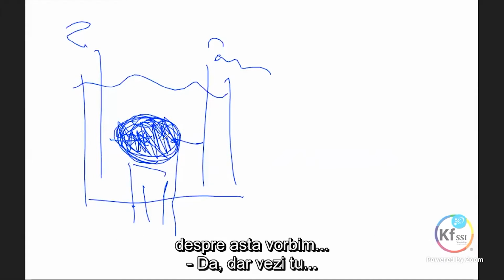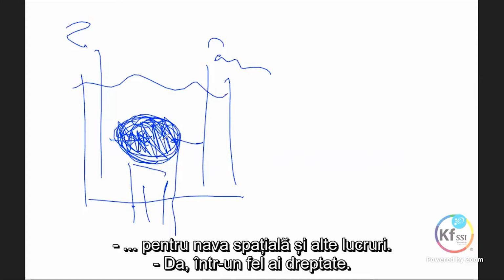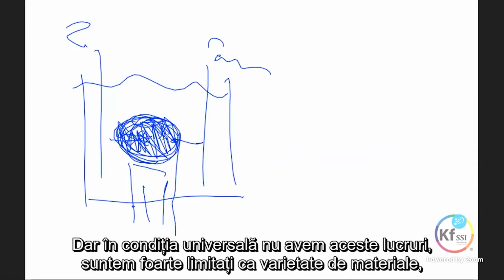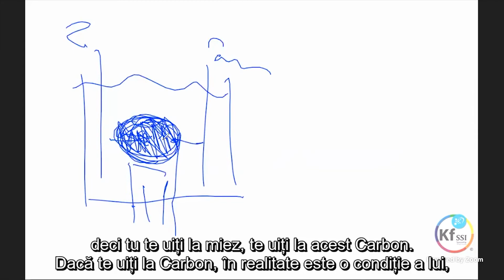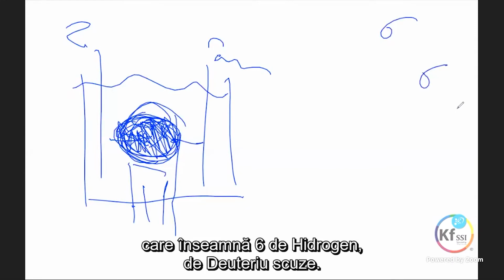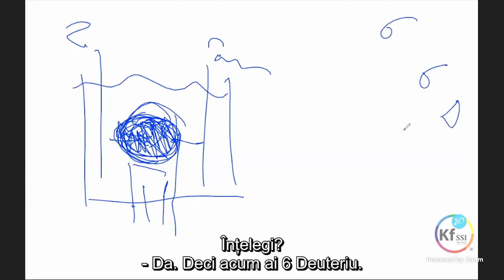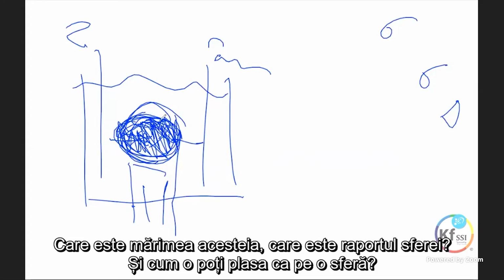Yes, but you see, for the spaceship and everything. Yes, in a way. You are correct, but in the universal condition, we don't have these things. We are very limited in strength of materials. So you look at the core, if you look at the carbon, it is in reality a condition of 6 of the hydrogen, deuterium, sorry. You understand? Yes. So now you have 6 of deuterium. What's the size of this? What the ratio is the ball? And how you can place it as a ball itself.